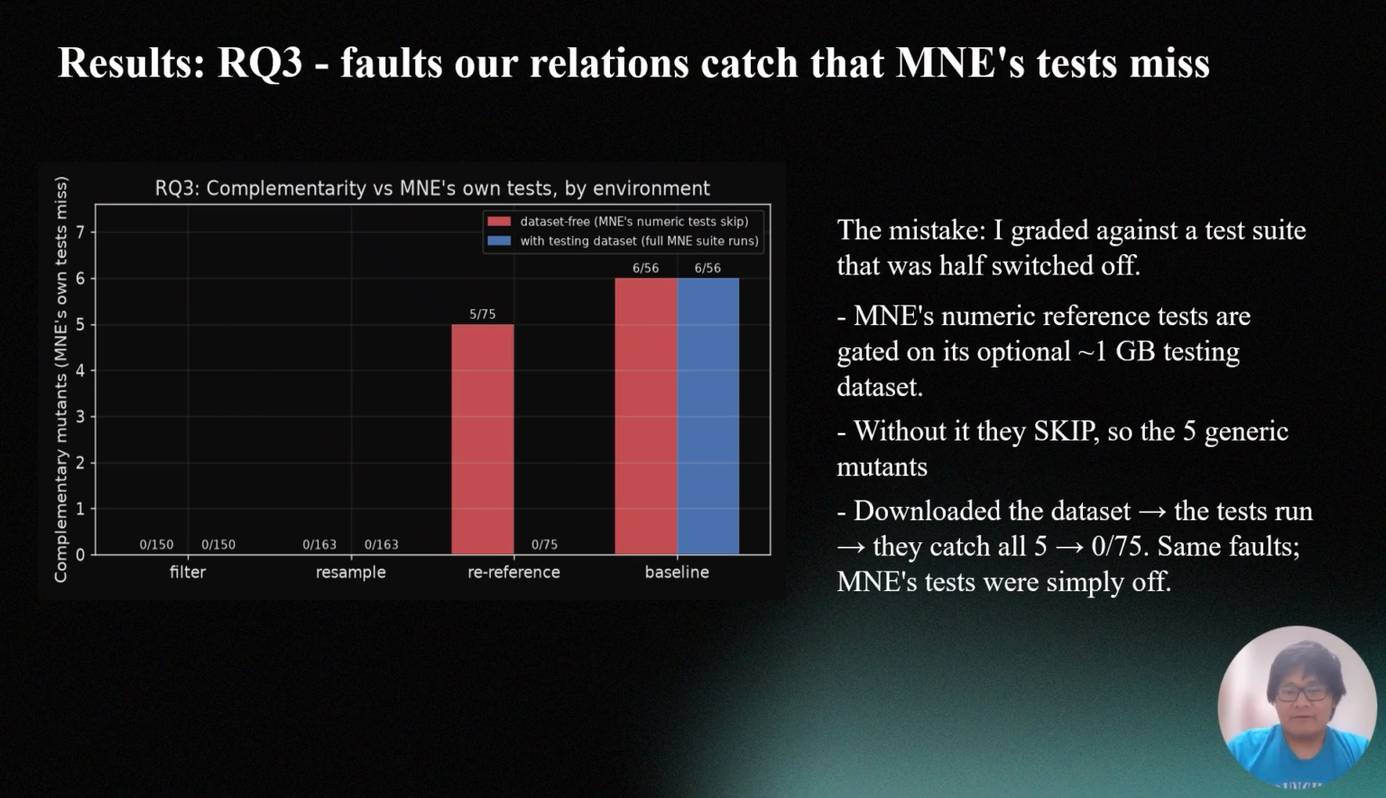And so after retesting by adding in the extra optional data set, where I brought it back in, it went back to 0 out of 75, so it wasn't really that good. But if you look at baseline, it says 6 out of 56 for both of them, which you may think is good. It's really not, because that means it was just a testing mistake that both of them missed.